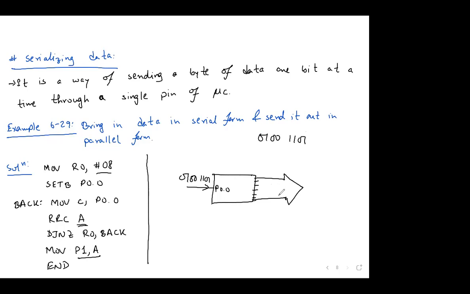Did you understand? Yes, sir. So this one is actually P1. More about data serialization and parallel form, we will discuss in chapter 10, most probably. But again, we will not go very deep, because this serial format is not in practice anymore. We will just see the basics so that you understand.